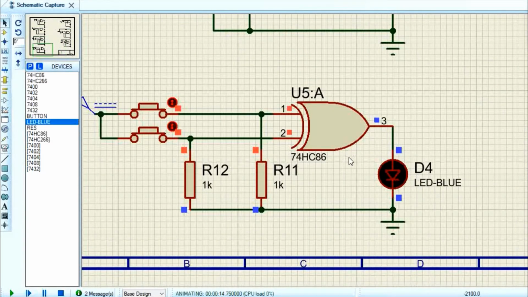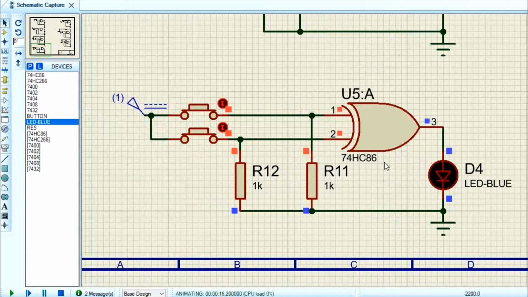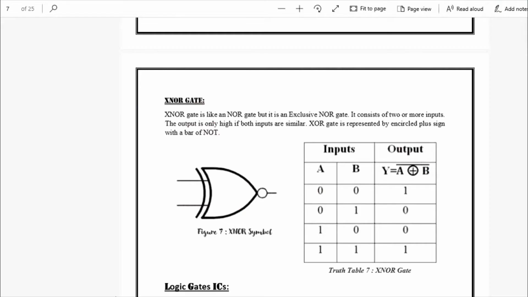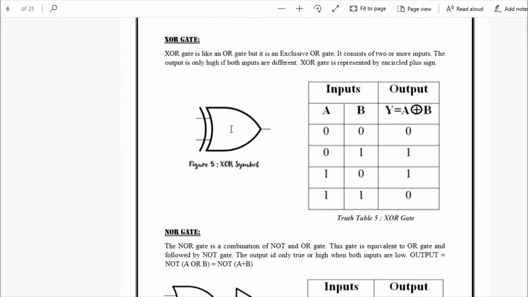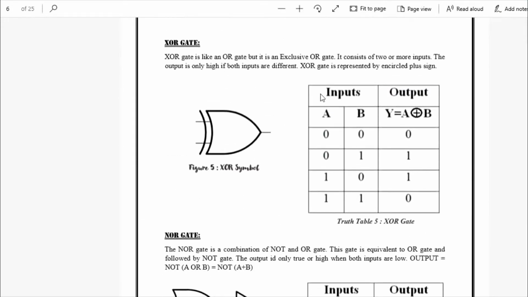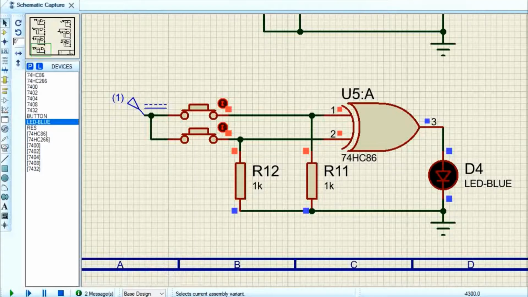Here is a circuit for exclusive OR gate. Now let's see the truth table for exclusive OR gate. Here is a truth table for exclusive OR gate. It works opposite to the working of exclusive NOR gate. It works only if we have inputs like 0, 1 and 1, 0. It shows output 1. But if we have input 0, 0 and 1, 1, at output we have 0. So let me show you the simulation for exclusive OR gate.